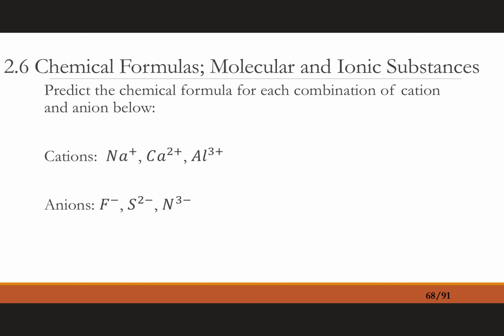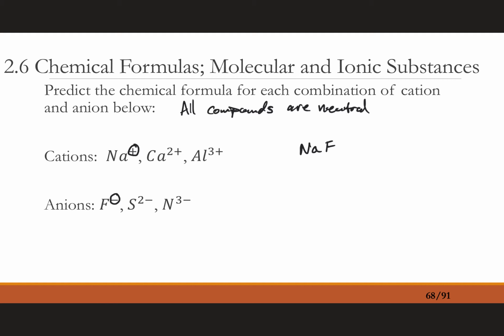Predict the chemical formula for each combination of cation and anion below for an ionic compound. All compounds are neutral. This is a key fact here. So when you're making chemical formulas from ions, they have to combine in a way that results in no charge. So you're going to end up with sodium fluoride. You have a positive one and a negative one. Those balance out to make NaF.